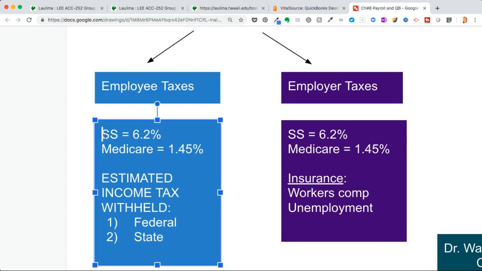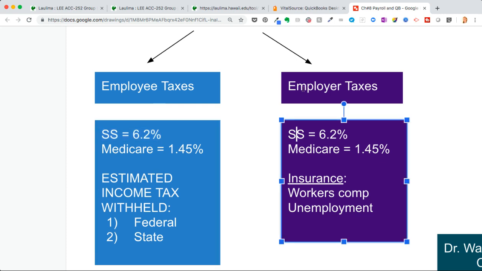Now, the employee pays out of their pay, out of the money they receive, 6.2% of Social Security tax. And then they pay 1.45% of Medicare tax. Now, the Social Security tax is a regressive tax because it's only on the first around $120,000 of income that you earn. After that, there's zero Social Security.